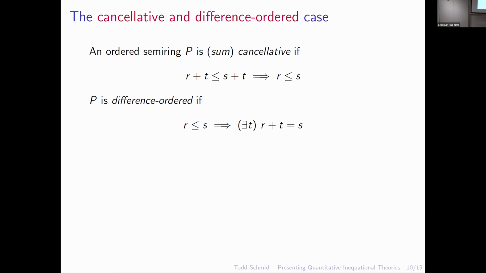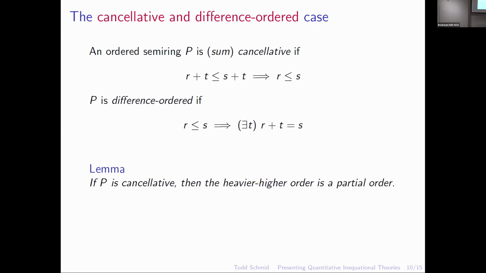And we say, oh, okay, I'm going to call P difference ordered. This is not my definition. It's from the literature. P is difference ordered if R below S means that you can add something to R to get S. Right? Okay, so what's really nice about this particular case is that in the cancellative case, this heavier higher order is actually a partial order.